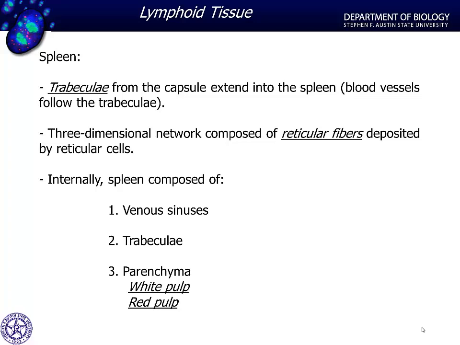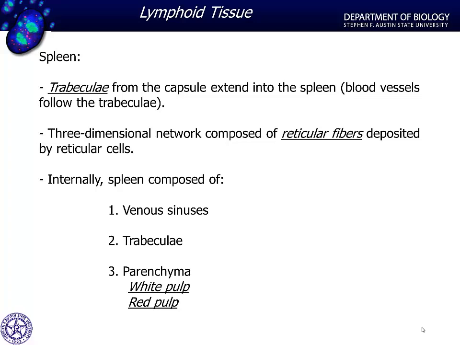Now, the capsule will, in fact, extend downward into the deeper parts of the spleen as trabeculae, and these are predominantly going to be pathways in which blood vessels are going to run. We will have trabecular arteries and trabecular veins, and the architecture of the spleen, by and large, is going to be maintained from reticular fibers, and these are our collagenous reticular fibers, and we're going to have reticular cells, for all intents and purposes, our fibroblasts.